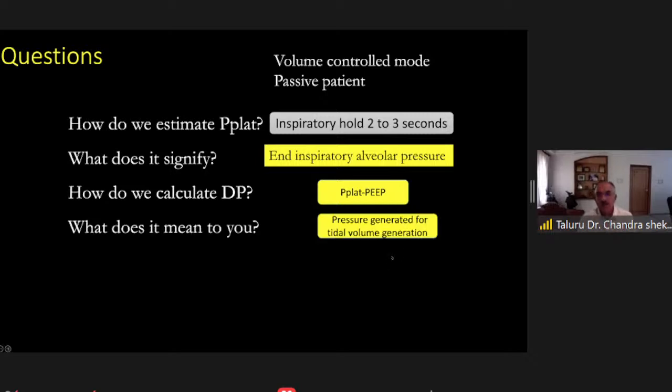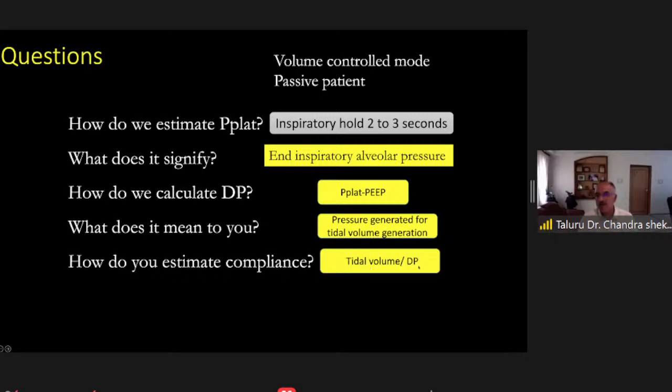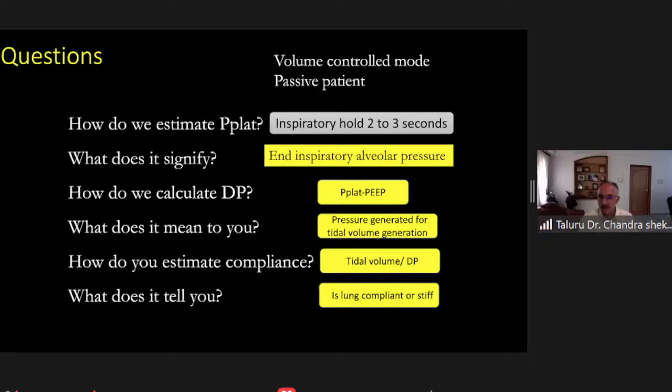So what does it mean to you? Pressure generated for tidal volume generation. And how do you estimate compliance? Tidal volume divided by driving pressure gives you the compliance. Is the lung stiff or compliant?